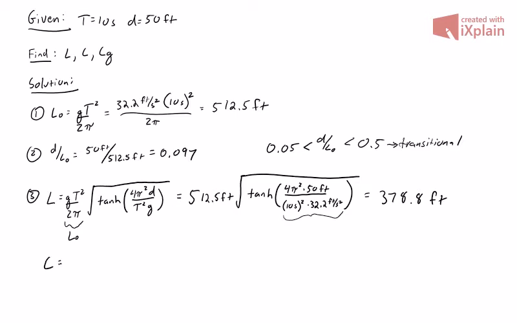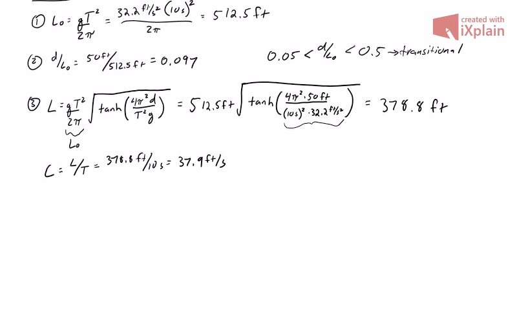All right, so next up, we can solve for our single wave celerity, or C. So if we look at our table again, we can see that when we're doing transitional waves, C is just equal to the wavelength divided by the period. Now, it's important to note that's the wavelength, not the deep water wavelength, right? So you have to do the gt squared over 2 pi square root hyperbolic tangent before you can do the single wave celerity. So since we've already done that, it's really easy. 378.8 feet divided by 10 seconds gives us a single wave celerity of 37.9 feet per second. All right, so far so good.